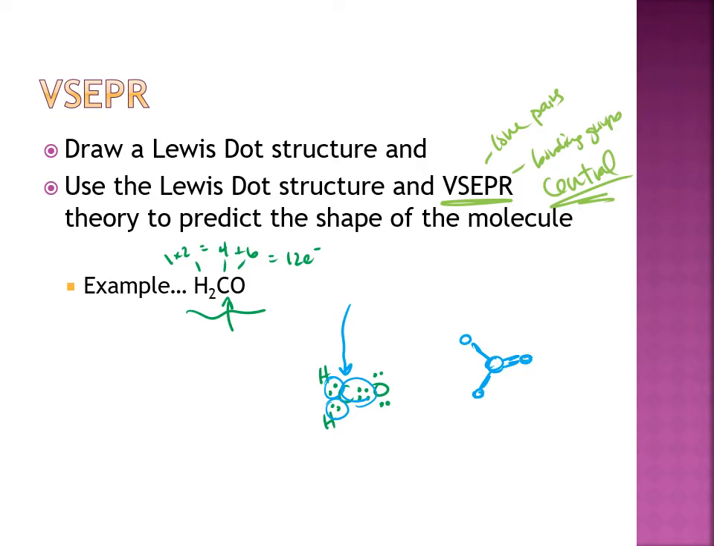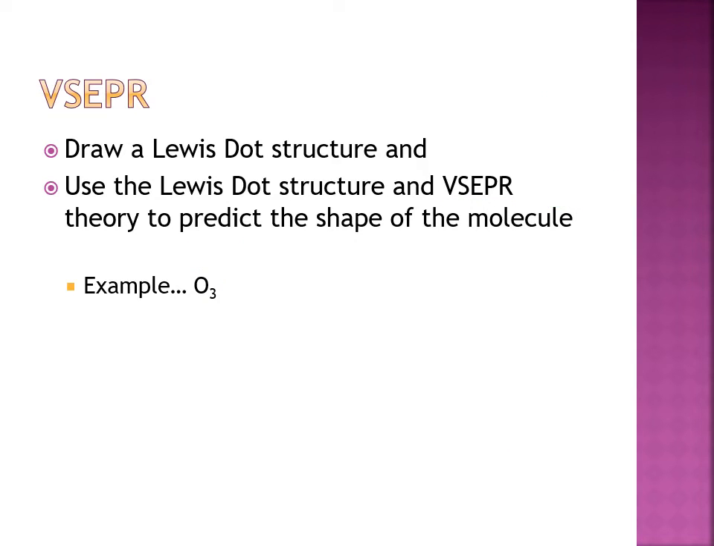So here's my ball and stick model, and I can see from this that I have bond angles of 120 degrees, and I'm going to call this trigonal because it clearly makes a triangle, but it's a flat triangle. So I'm going to call it trigonal planar. Trigonal planar. Good. All right, let's do another one.